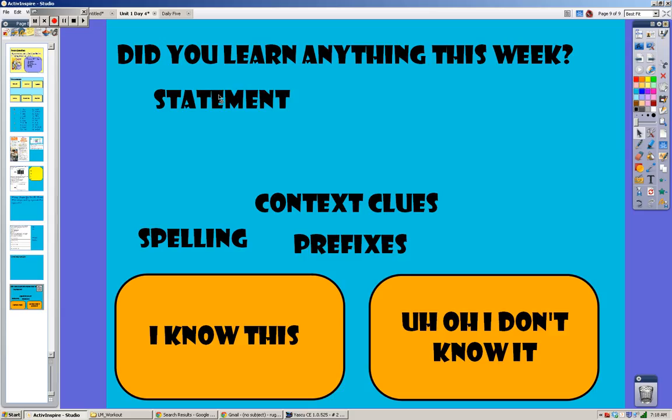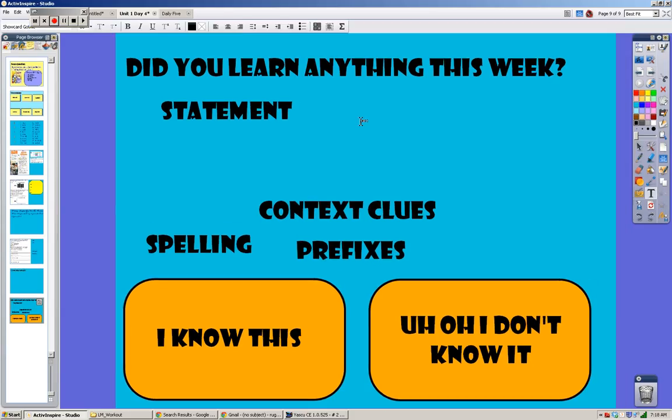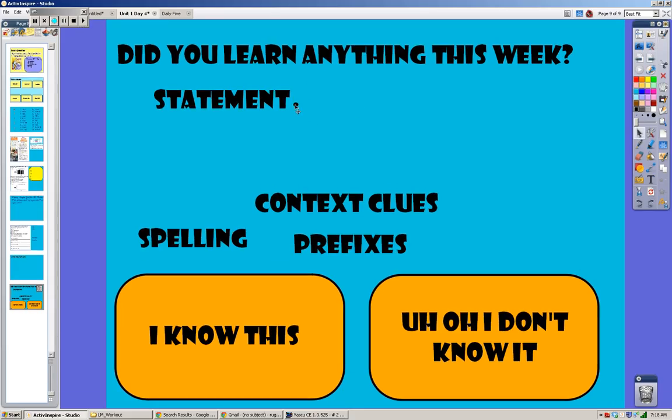It has a period at the end of the sentence. So let's identify a period. Not that, that's a carrot. Here's a period. And those go at the end of statements. So we'll get rid of that. We know what a statement is now.